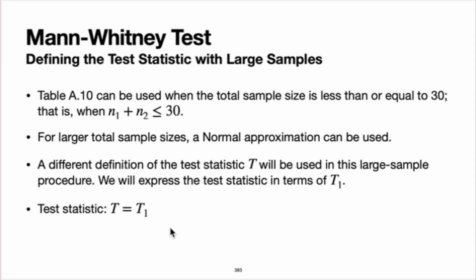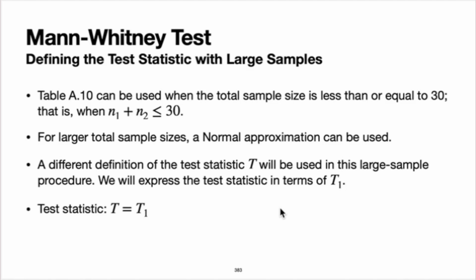One more thing I want to point out is that we can use this large sample approximation even if the total sample size is less than 30. Certainly as the sample size increases, the approximation is going to improve in general, but we don't have to restrict its usage just to those situations where the total sample size exceeds 30. On the other hand, if the total sample size is greater than 30, then we obviously cannot use the table.